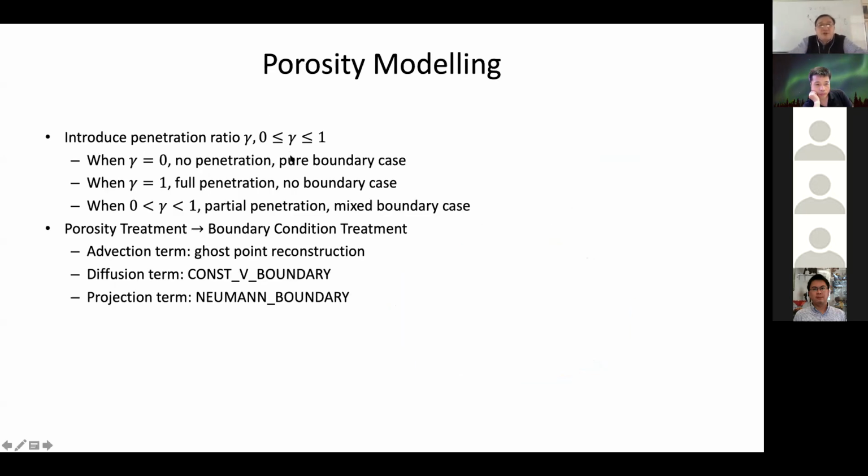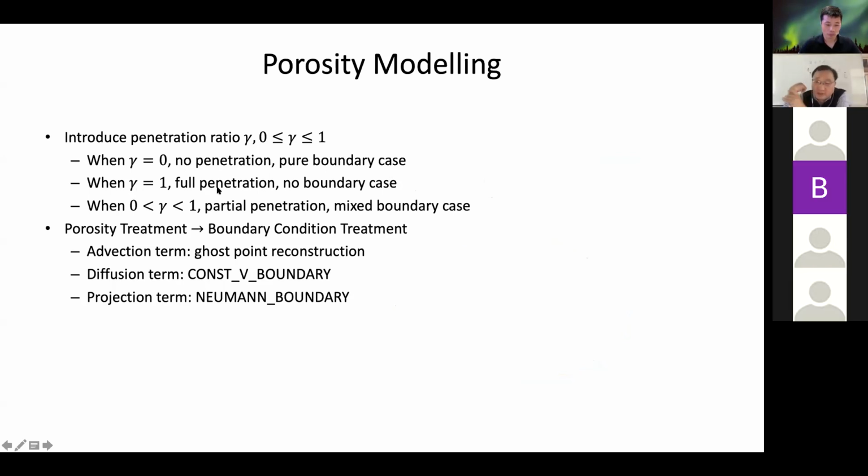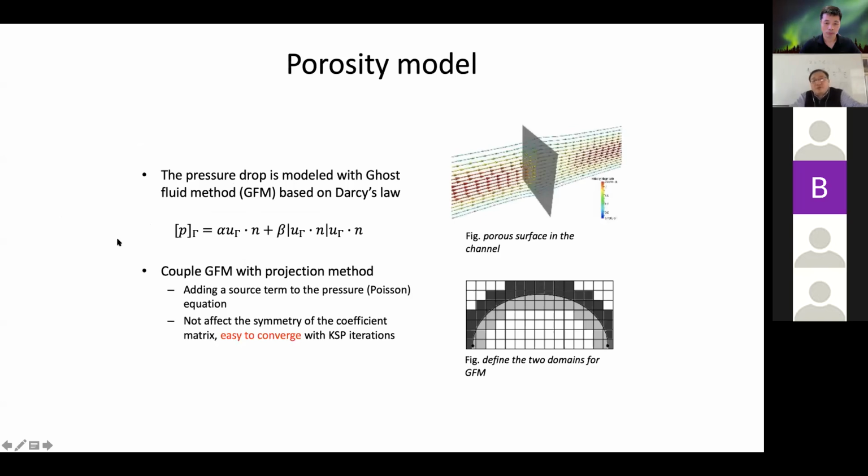And so we use the parameter gamma to represent the porosity. Gamma equal to 0 means no penetration, and gamma equal to 1 means full penetration. So for gamma equal to 1, it is equivalent to as if there is no canopy as well. And we use the ghost fluid method to model the pressure jump across the interface and to consider the porosity.